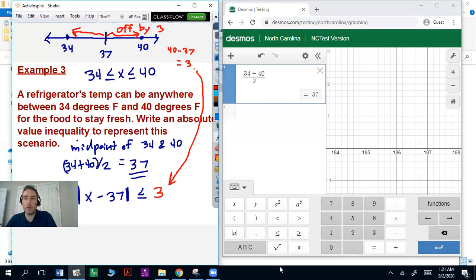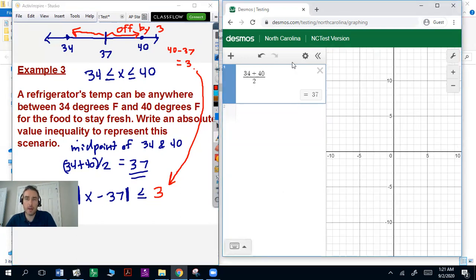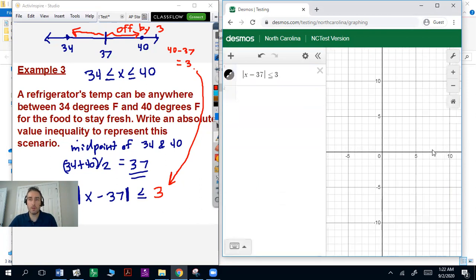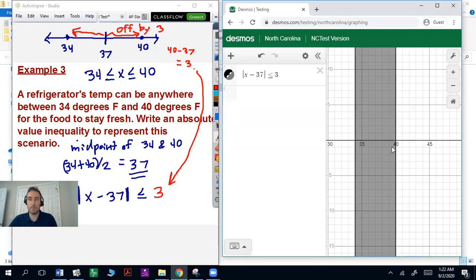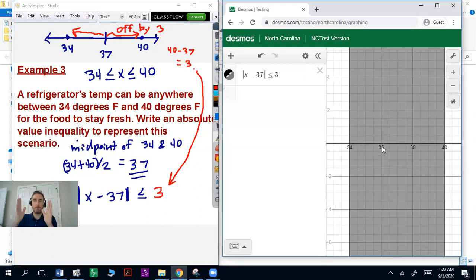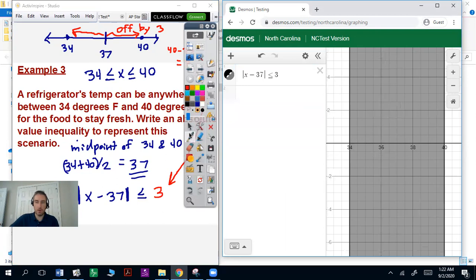You can press the home button, go back to your home screen, clear that out, and we're going to type absolute value of x minus 37 is less than or equal to 3. And we're going to zoom to find it. And let's just make sure we're on the right track, okay? Your shaded weights are between 34 and 40, so we're good, all right? We've accounted for that with our inequality.